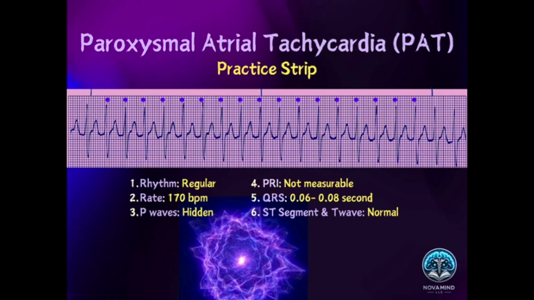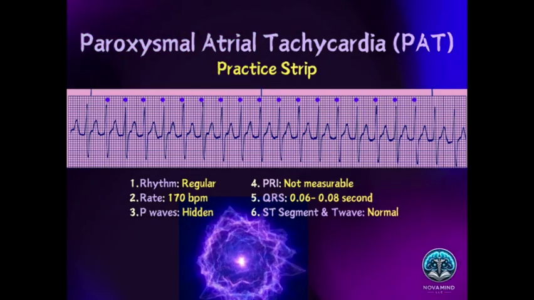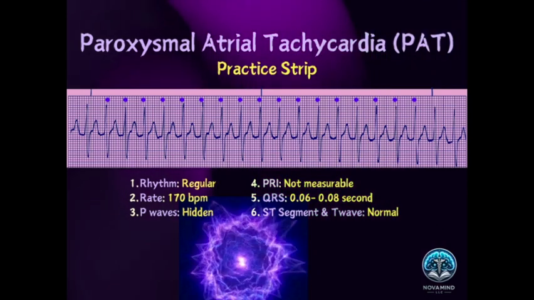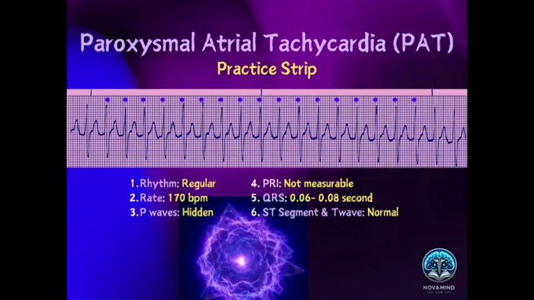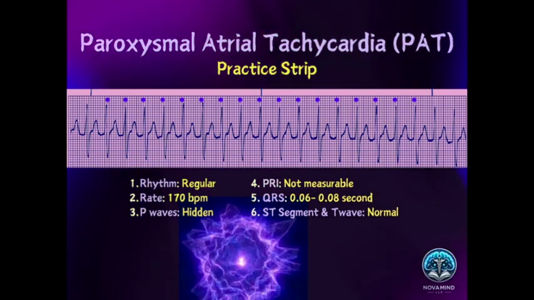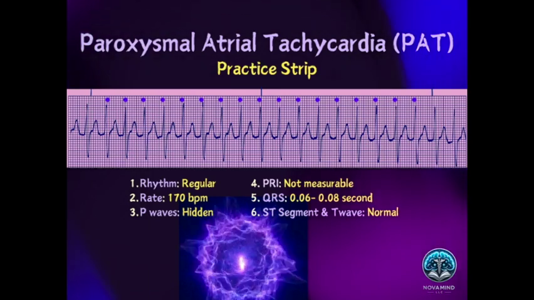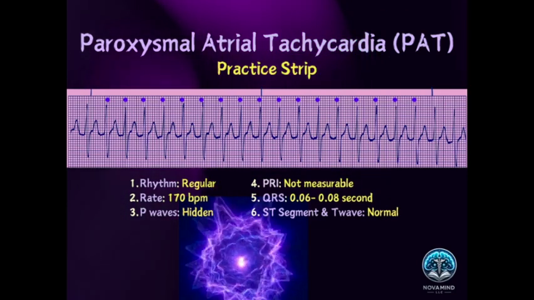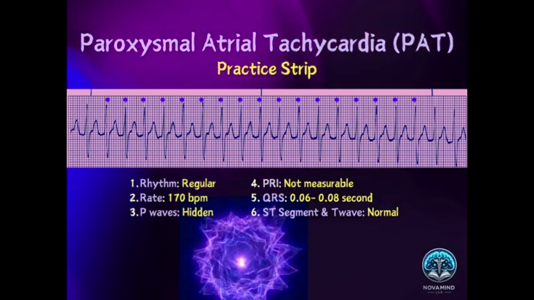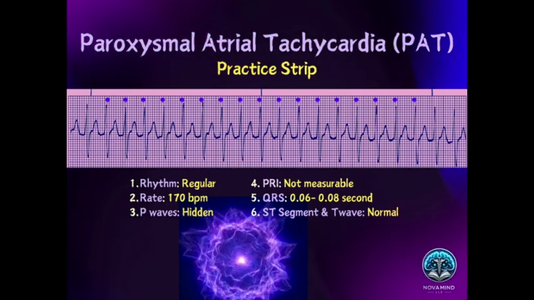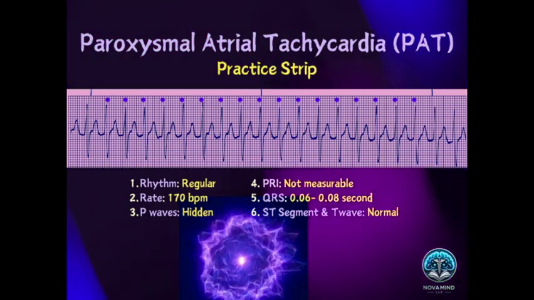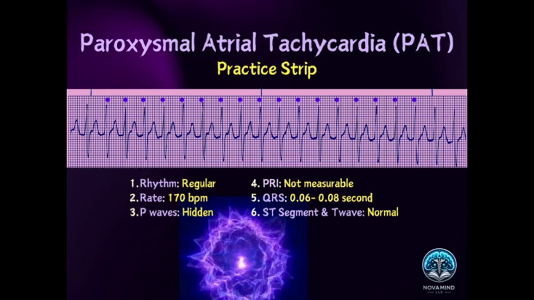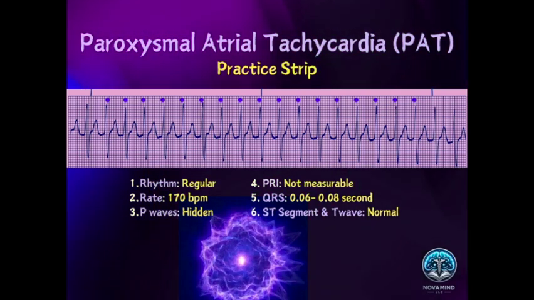Practice strip. Let's go through the rhythm analysis for paroxysmal atrial tachycardia step by step. We'll begin by identifying the key components of this rhythm on the ECG. Step 1. Rhythm. The rhythm in PAT is typically regular, and in our example, you can see that the R-to-R intervals are consistent throughout the strip. This indicates a regular pattern, which is common in PAT. Step 2. The heart rate in PAT is often between 140 to 250 beats per minute. In this case, the rate is measured at 170 beats per minute, which falls within the typical range for this arrhythmia.